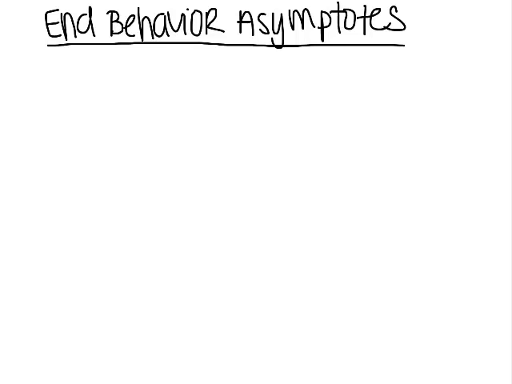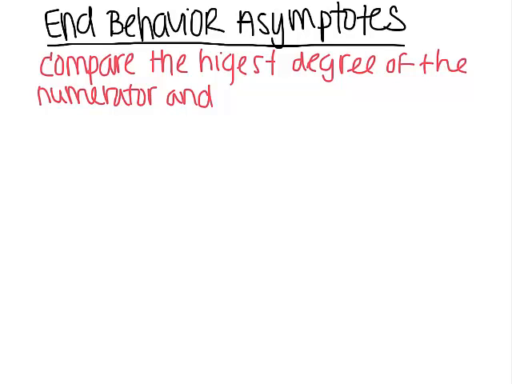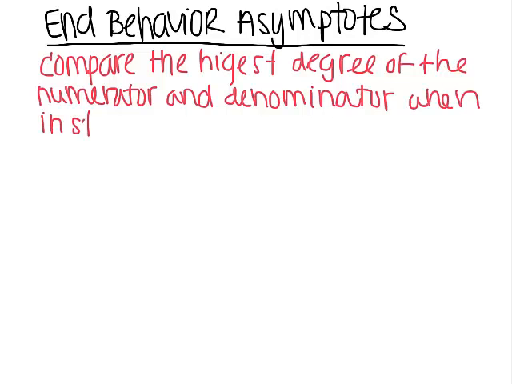Everyone, in this video, we're going to take a look at how to find end behavior asymptotes of rational functions. In order to do this, what you want to do is compare the highest degree of the numerator and denominator when the function is in standard form. So I'm going to write out a couple of rules for you, and then we're going to take a look at some examples.